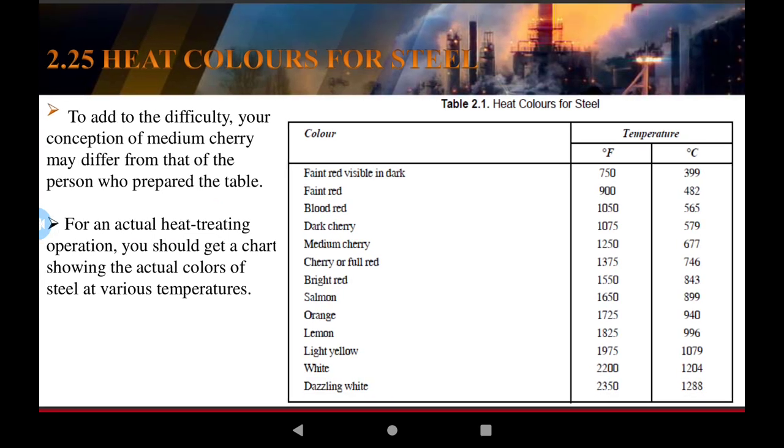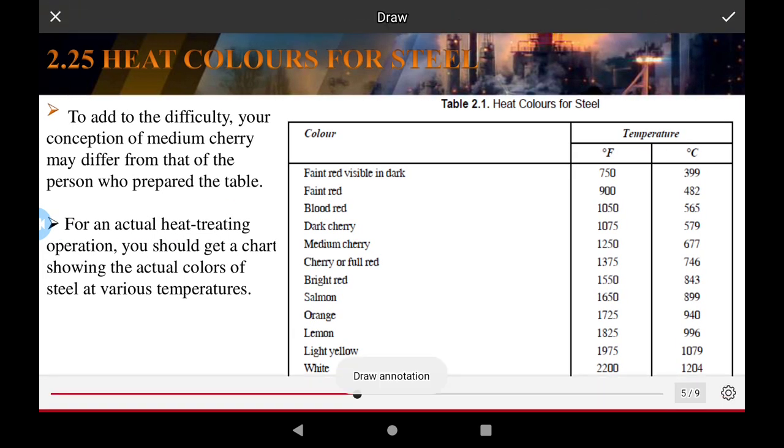Blood red is 1050 degrees Fahrenheit, or 565 degrees Celsius. Dark cherry is 1075 degrees Fahrenheit, or 579 degrees Celsius.